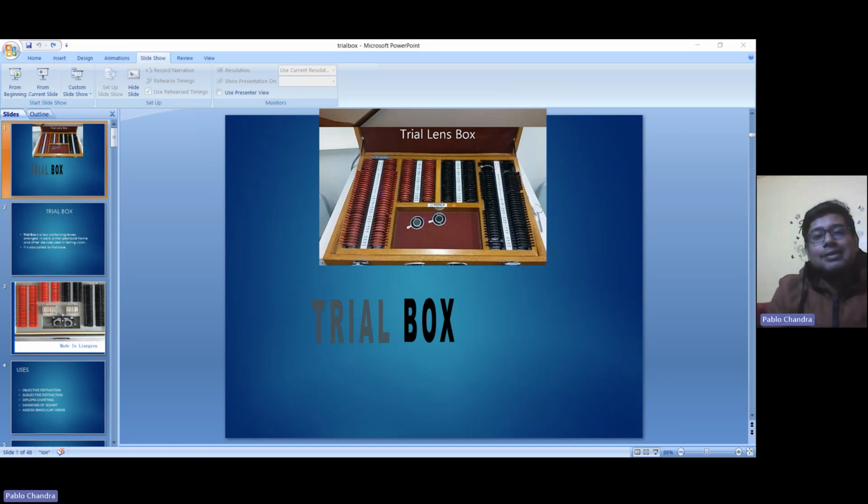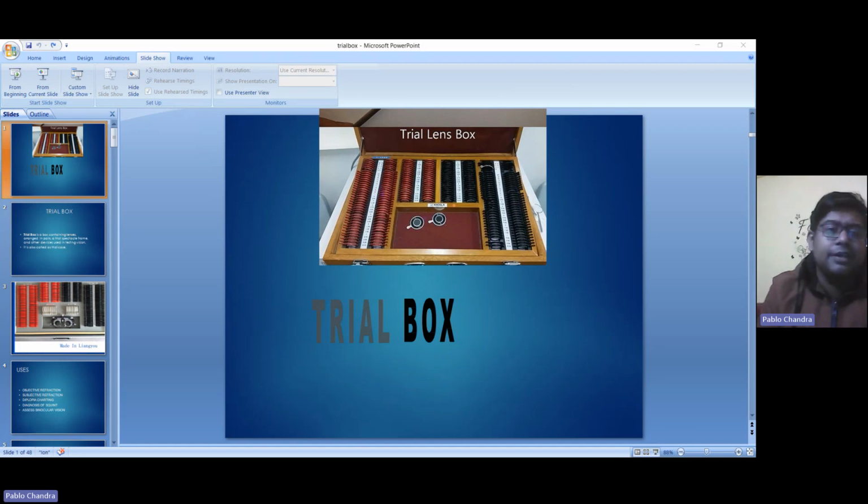Before that, let's look at an overview of the uses of the trial box. In clinical refraction, from the name itself, you can understand we will learn how to do refraction of the eyes. That means how light passes through the eyes, how it goes through different refractive components, and where it finally ends up: whether on the retina, in front of the retina, or behind the retina. And this evaluation can be done in various ways, like objective ways and subjective ways.